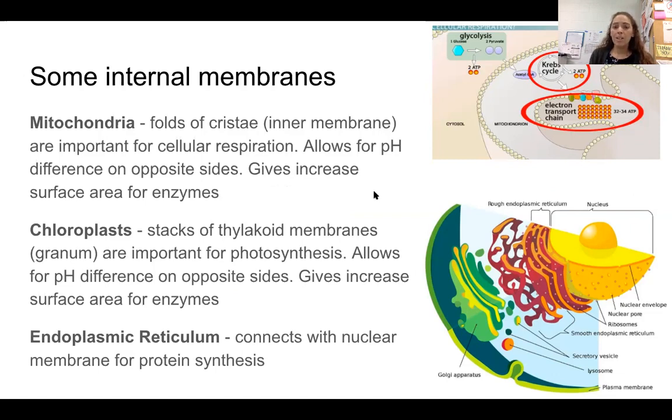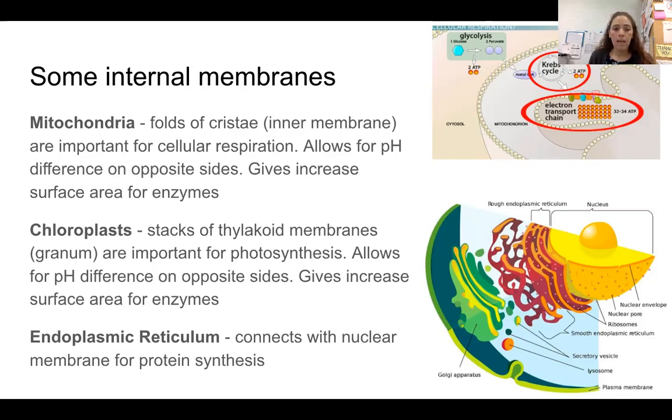But that membrane is called the thylakoid membrane. Important for breaking up the parts of photosynthesis and all the different reactions involved. Also, same reason as a mitochondria, it's all folded up like that to give increased surface area for the enzymes in a very small amount of space. So the volume is very low. And it's that surface area to volume ratio.